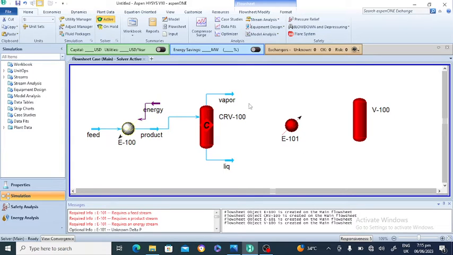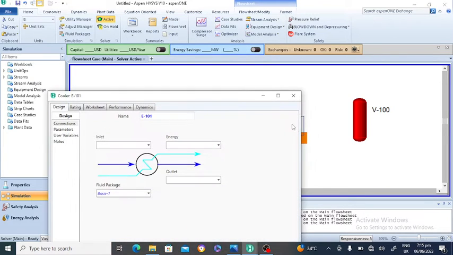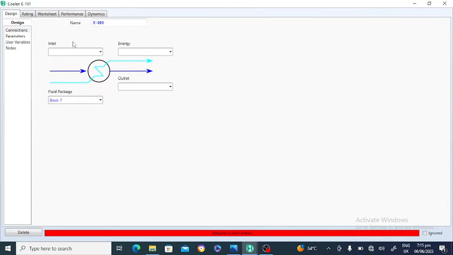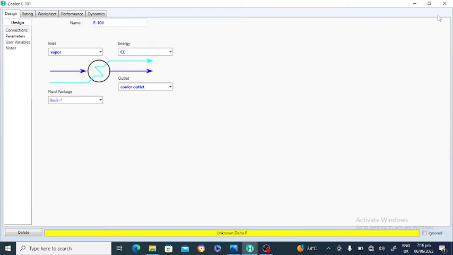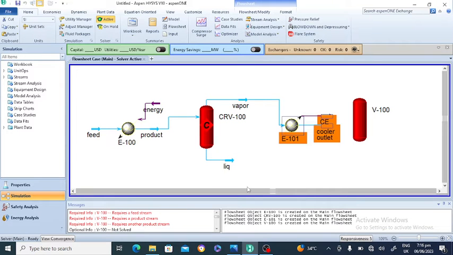Now the product from the conversion reactor will go to the cooler, so it will cool down. Click on this one, and we will input it. The vapor from the conversion reactor will cool to some temperature. This is the cooler, and this is the cooler outlet. The energy for the cooler is CE, cooler energy. Okay, now this is the cooler.